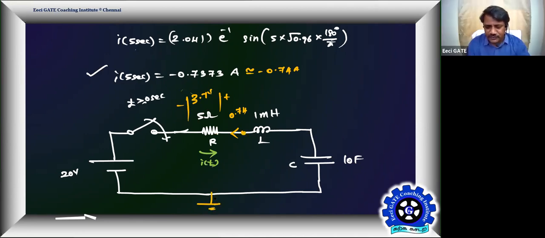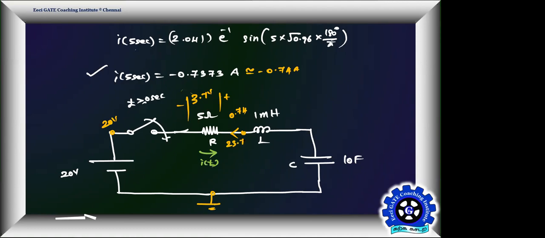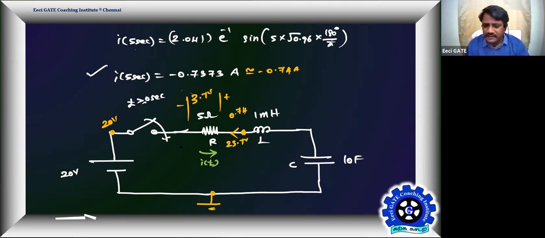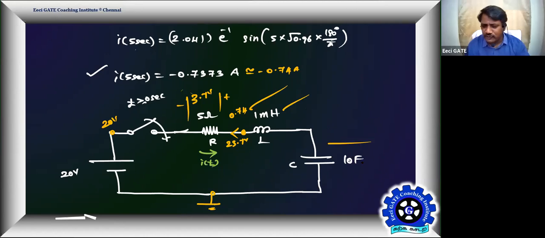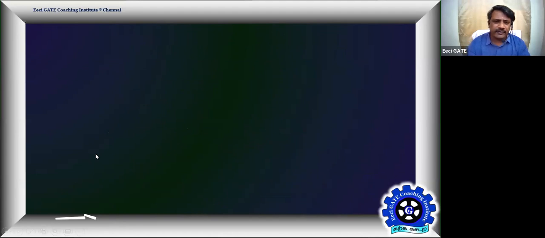Now tell me what is this point's potential. Taking this as 0, this is 20, and 20 plus 3.7 is 23.7 volts at this point. Okay, getting? Yes, sir. We don't know the voltage across the inductor. We don't know the voltage across the capacitor. We'll find the voltage across the capacitor at the same time.